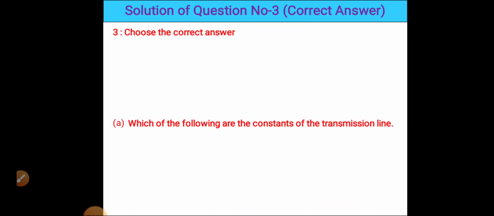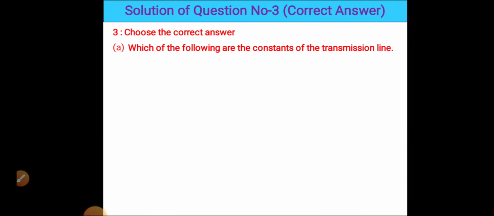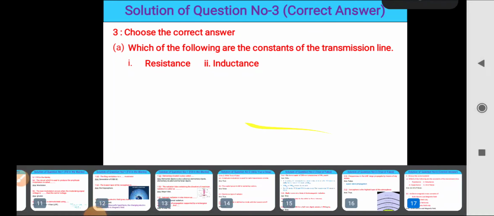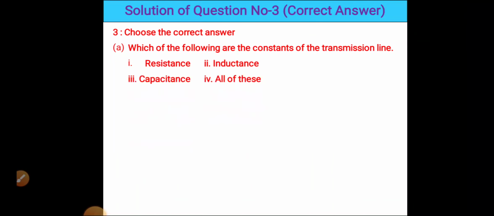Choose the correct answer, write true and false. Which of the following are constant of the transmission line? In transmission line, which components are constant? That means resistance, inductance, capacitance, all of the above. So in transmission line all are constant, that means resistance, conductance and inductance, all the lumped elements RLC are constant.